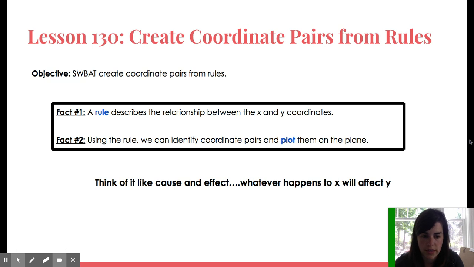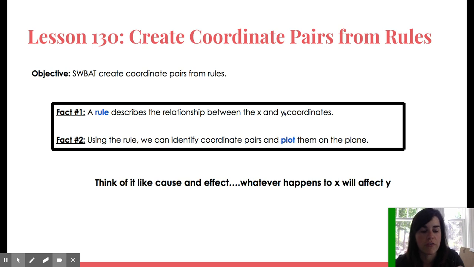So we're going to do that today again, but this time it's going to just be thinking about the relationship between X and Y and coming up with the rules ourselves rather than being given the rule, and then vice versa. So coming up with the rule or finding the rule. So fact number one, a rule describes the relationship between the X and Y coordinates, so how they're related.